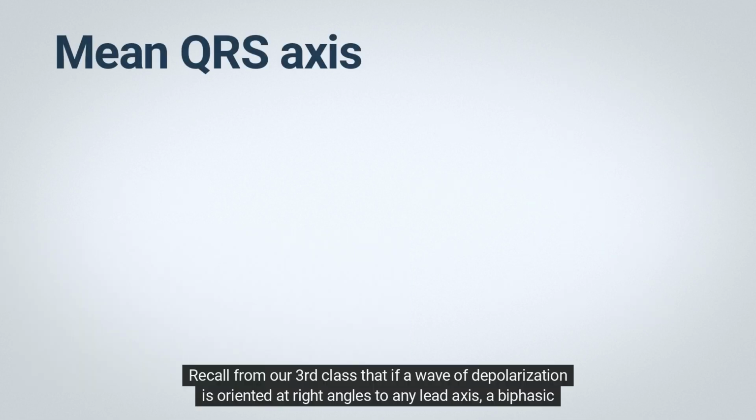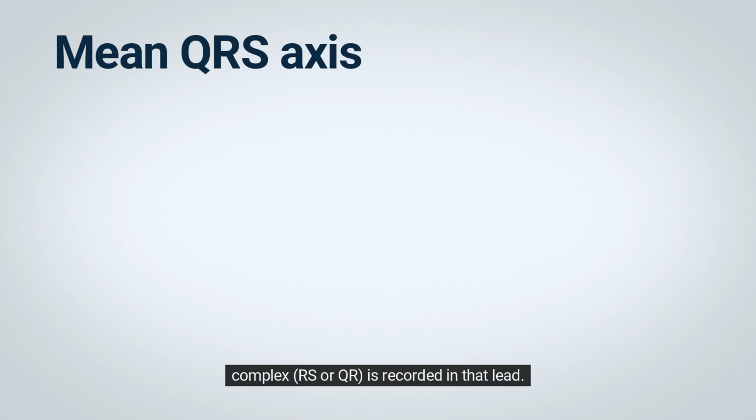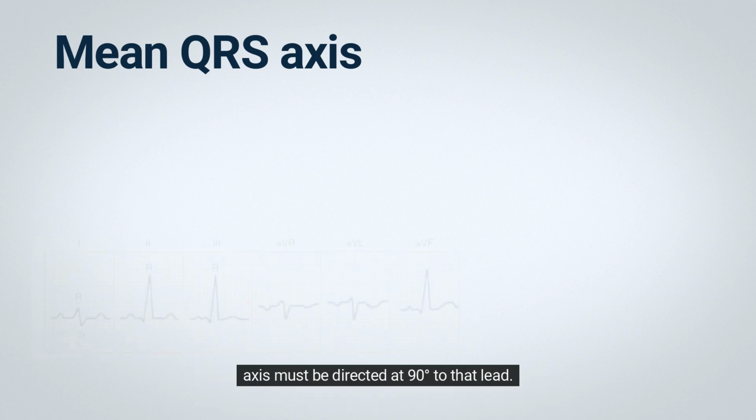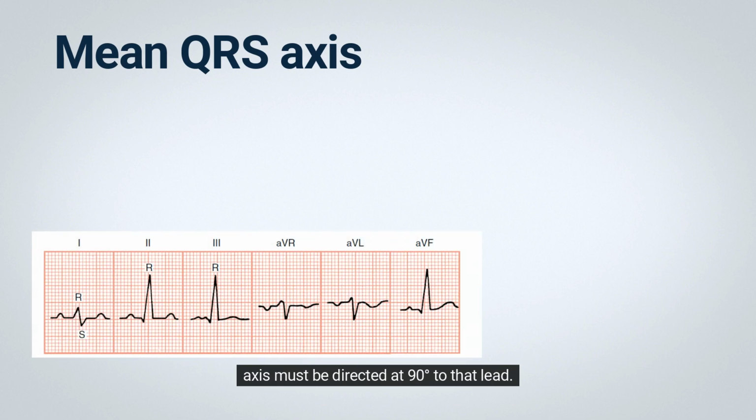Recall from our 3rd class that if a wave of depolarization is oriented at right angles to any lead axis, a biphasic complex, RS or QR, is recorded in that lead. Reasoning in a reverse manner: if you find a biphasic complex in any of the extremity leads, the mean QRS axis must be directed at 90 degrees to that lead.